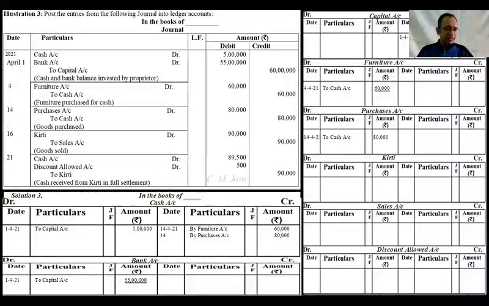Now let's move to the next entry. Kirti debit to sales account 90,000. So in Kirti's account on debit side, we will write to sales account 90,000. Date is 16th April 21. And in sales account on which side? Yes, on credit side, we will write by Kirti 90,000, 16th April.